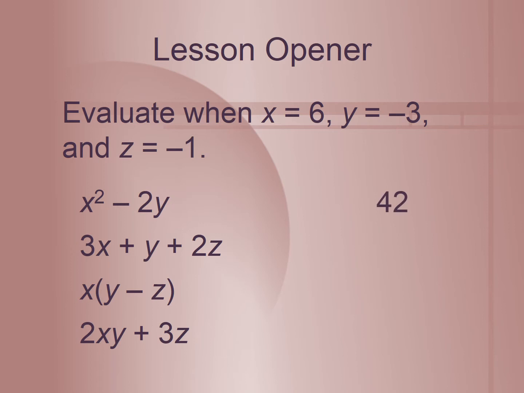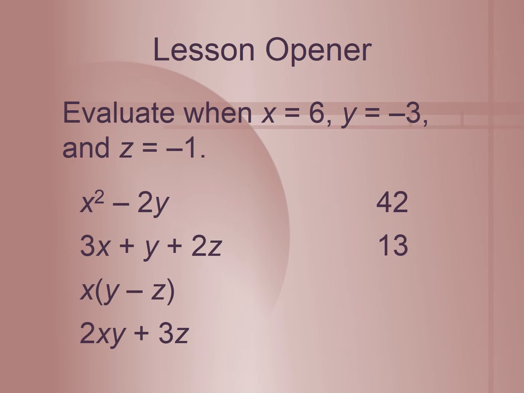Our next problem is 3x plus y plus 2z. Go ahead and see if you can find the answer for this one by yourself. You should have gotten 13, because instead of saying 3x, we're going to say 3 times 6, which is 18, plus y, which is negative 3. So 18 minus 3 is 15. Then plus 2z. Well, 2z is negative 2. So 15 plus negative 2 gives us 13.